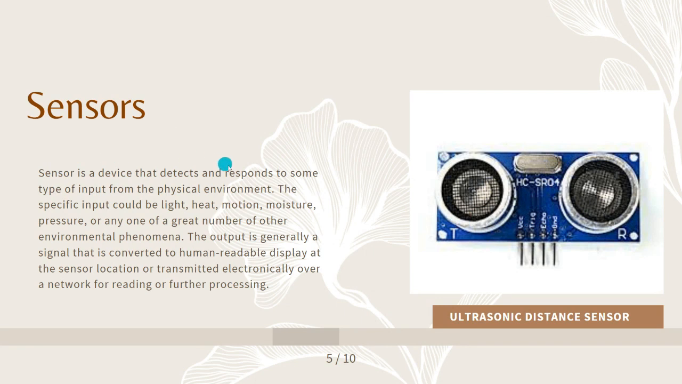The definition of a sensor is a device that detects and responds to some type of input from the physical environment. The specific input could be light, heat, motion, moisture, pressure, and any of a great number of other environmental phenomena. The output is generally a signal that is converted to a human-readable display at the sensor location or transmitted electronically over a network for reading or further processing.